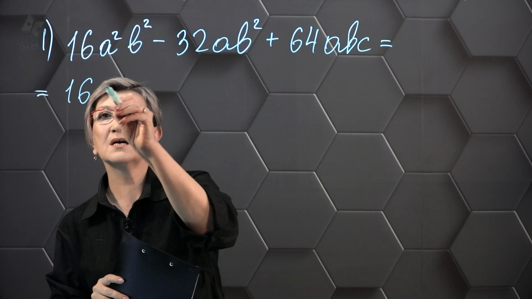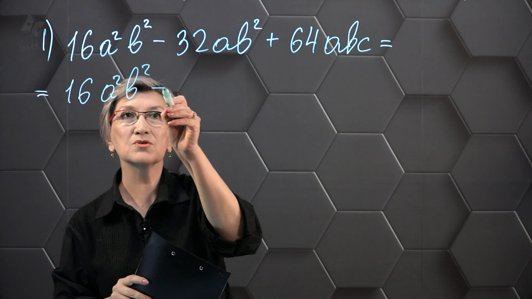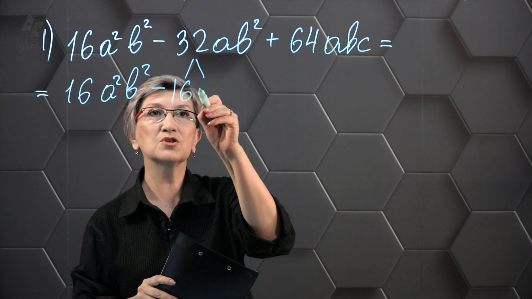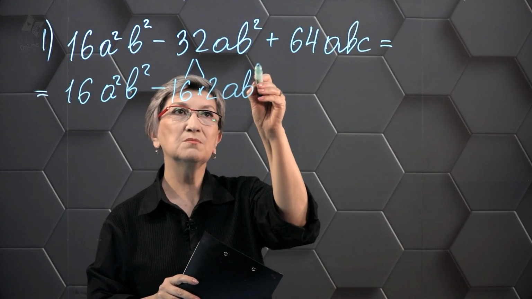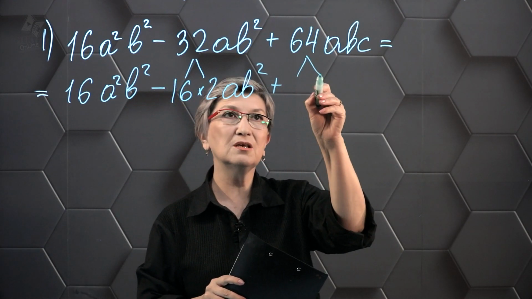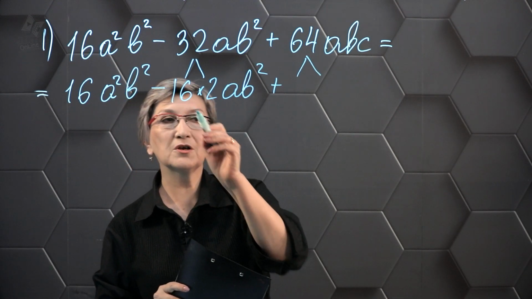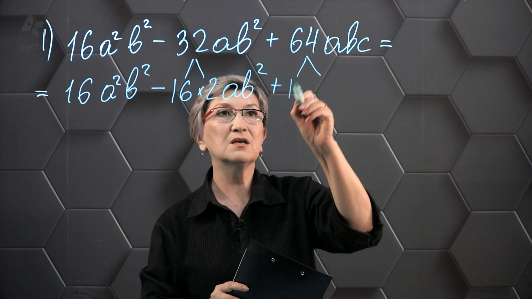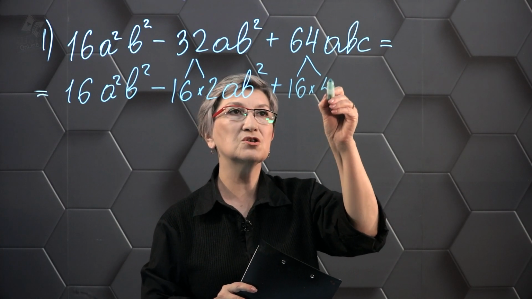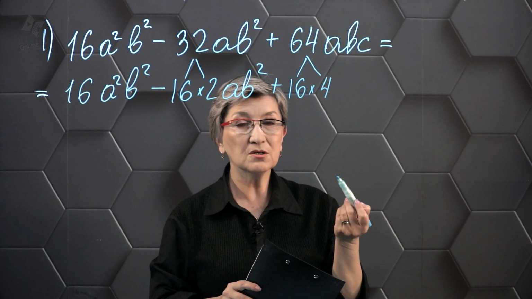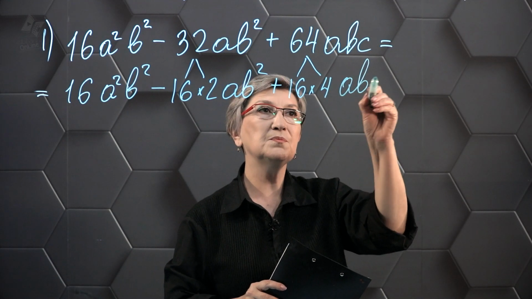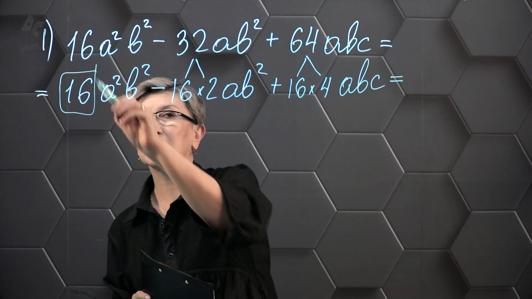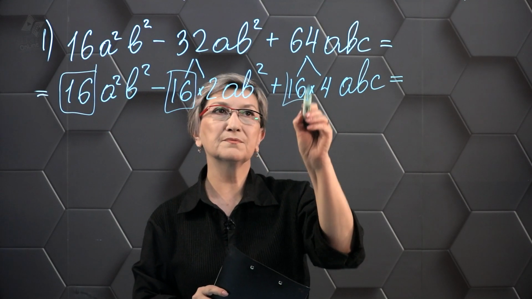and write it down. 16a squared b squared minus 32. We agreed we'd write it down as 16 times 2. We will rewrite the letter part, then 64. If there is a number 16 in the first summand and in the second summand, then let's write 64 as 16 times 4, and we'll rewrite the letter part abc. Now we see 16 in the first summand, in the second and in the third.